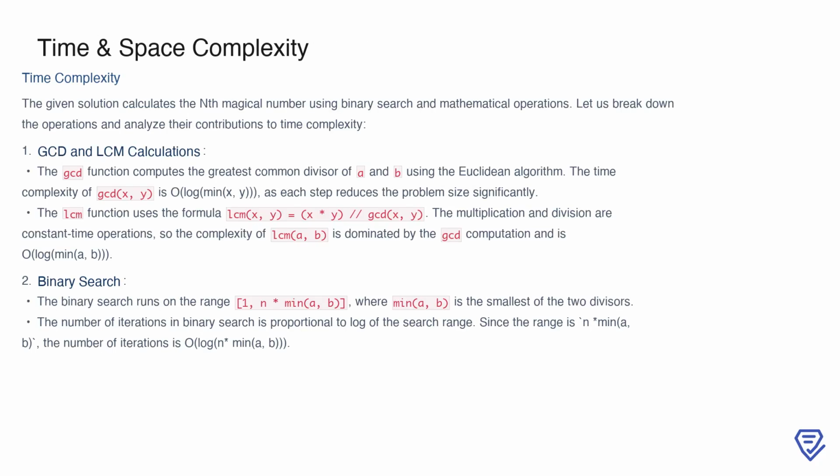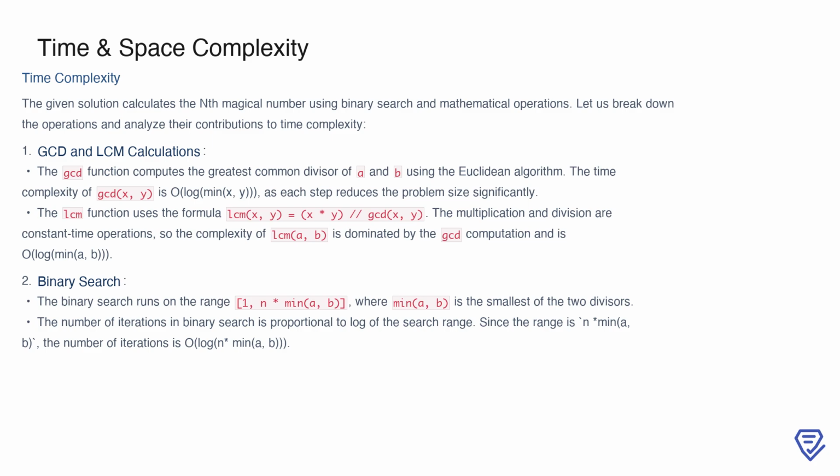In this problem, we calculate the nth magical number using binary search combined with mathematical operations. To understand the time complexity, let's first break down the components. The first operation is the computation of the greatest common divisor, or GCD, using the Euclidean algorithm. This method is highly efficient, with a time complexity of O(log min(a, b)).